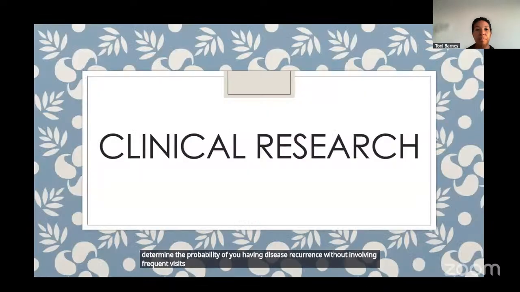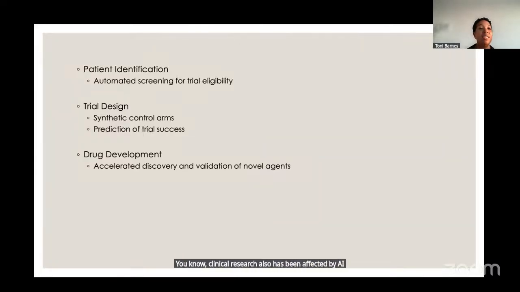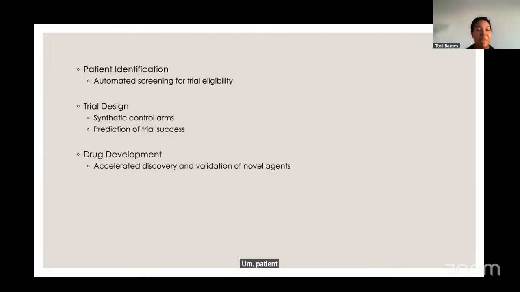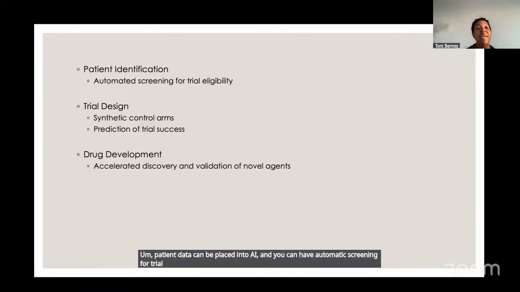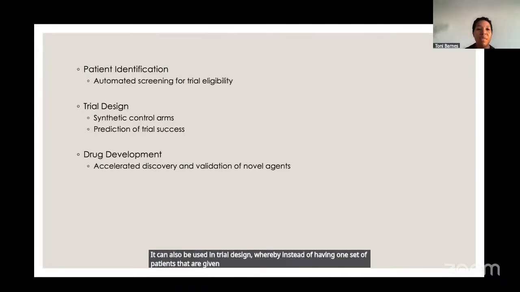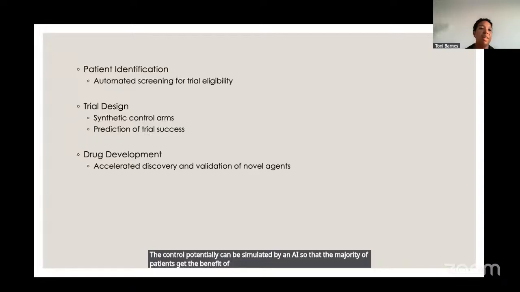Now, clinical research also has been affected by AI, and we have now seen where they're trying to formulate a framework where patients' data can be placed into AI and you can have automatic screening for trial eligibility. It can also be used in trial design, whereby instead of having one set of patients that are given the new drug or intervention and one set that are given a control, the control potentially can be simulated by an AI so that the majority of patients get the benefit of the new intervention.